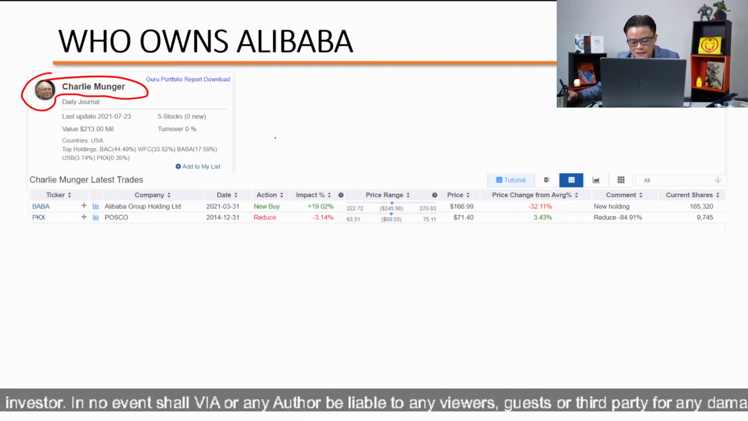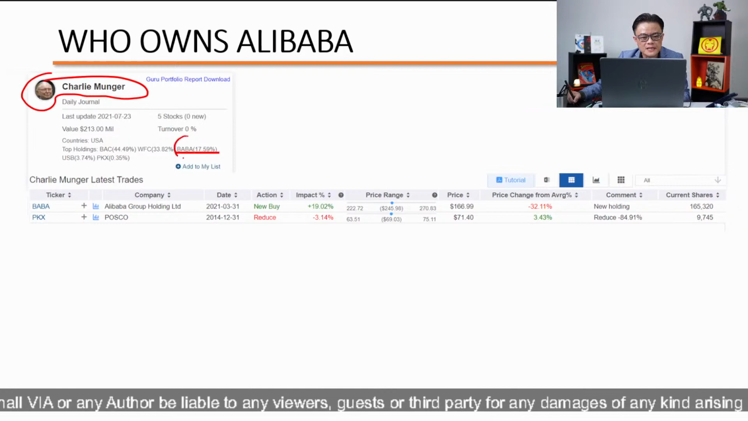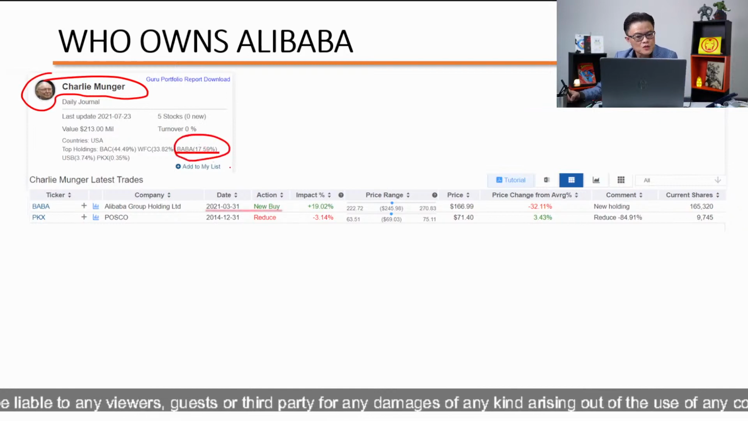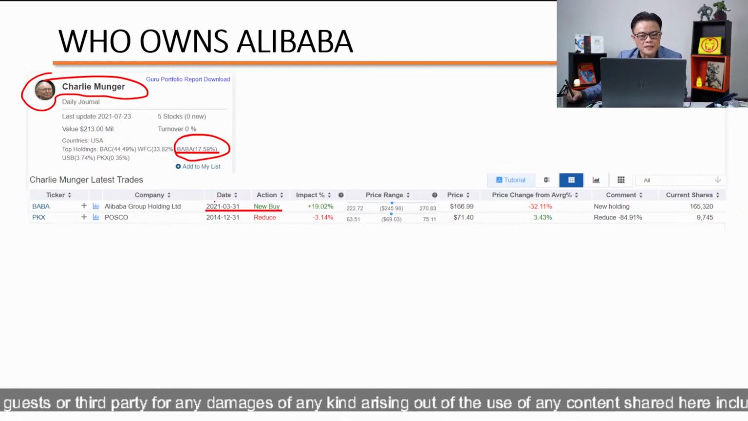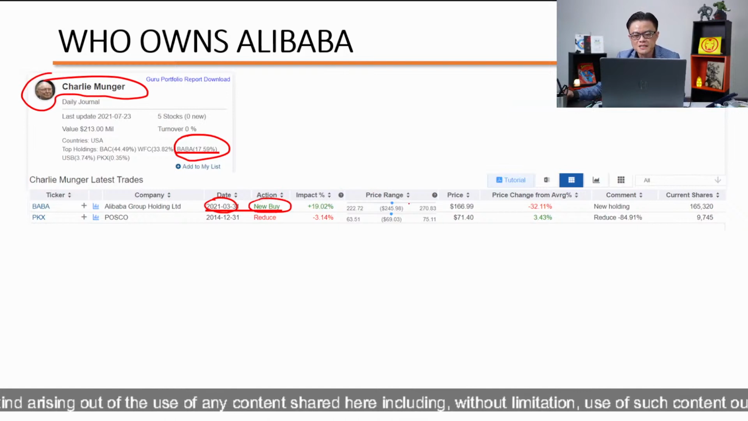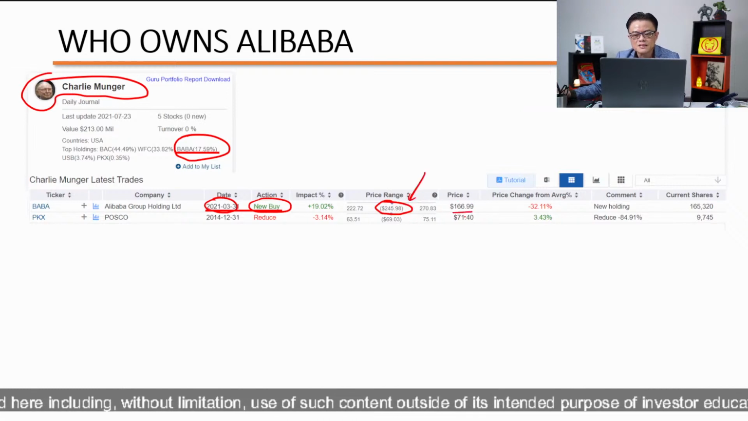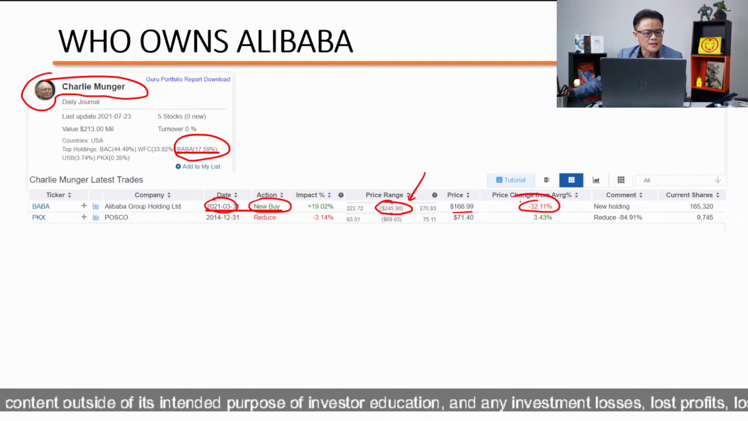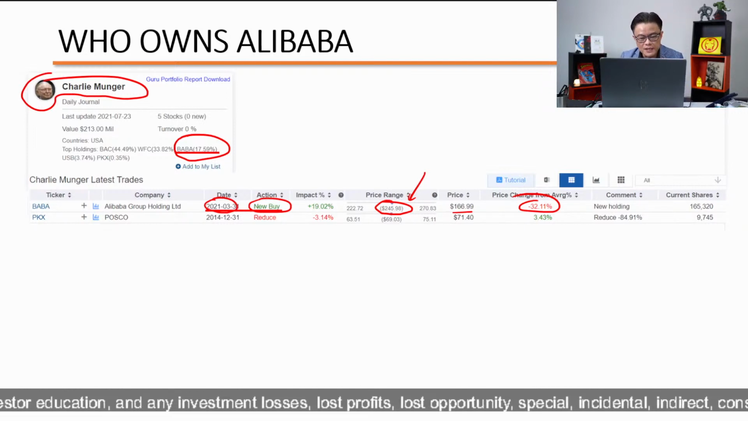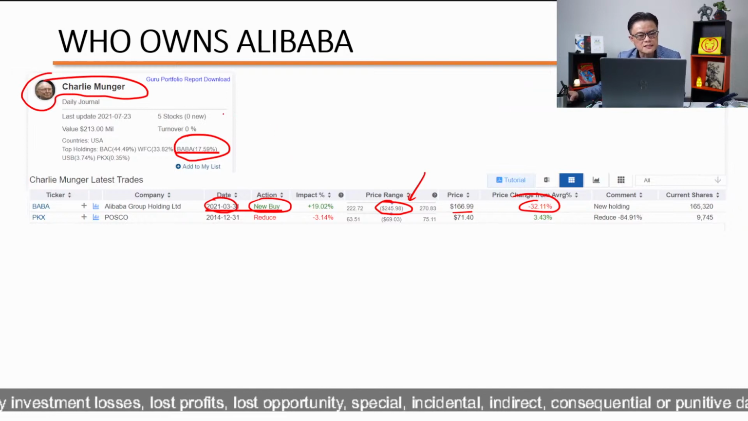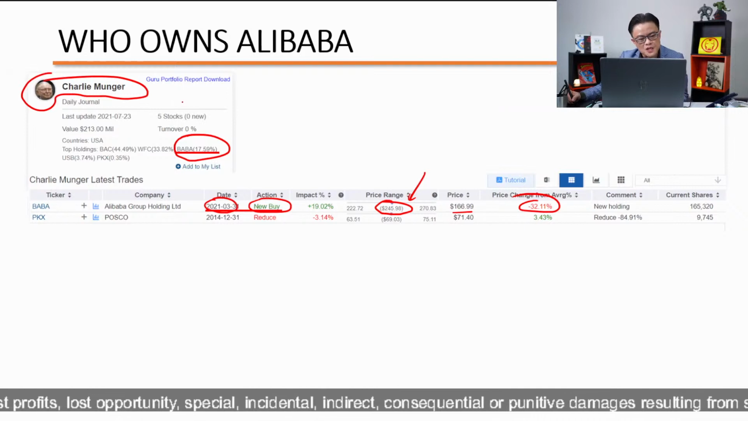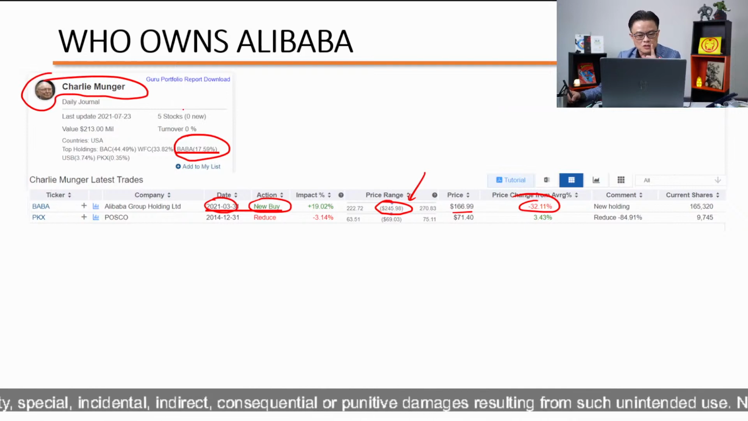If you look at Charlie Munger's 100% portfolio, 17.59% is Alibaba. When did he buy Alibaba? He bought it in the first quarter as a new buy. Remember, it's not an addition, it's a new buy. The average share price is 245, and right now it's at 166, as of a couple of days ago, a price drop of about 32%. As value investors, our time horizon has to be extremely long. Right now this is like a knee-jerk effect. Charlie Munger is a famous value investor, the vice chairman of Berkshire Hathaway, and he owns Alibaba.